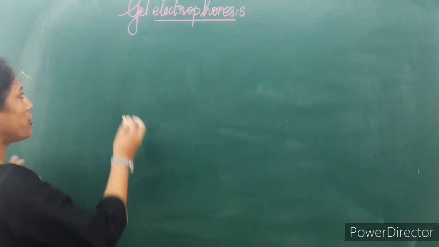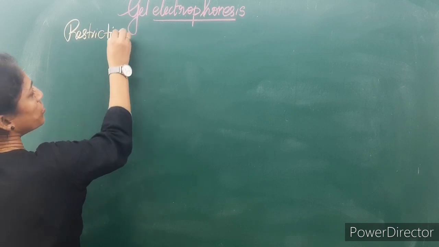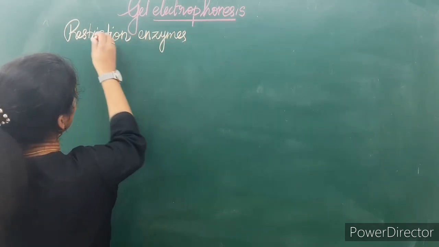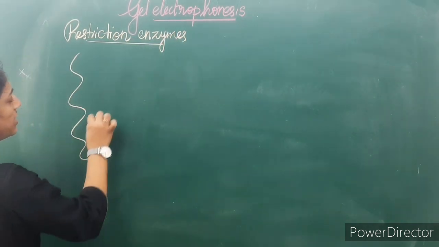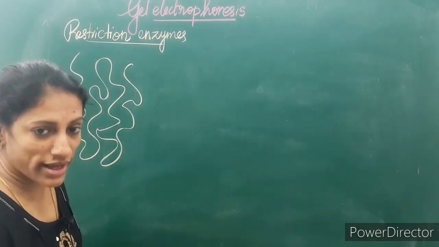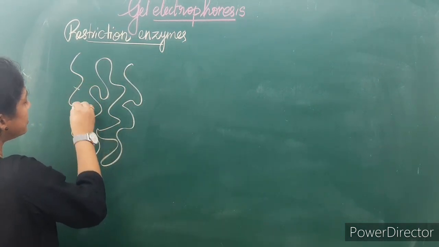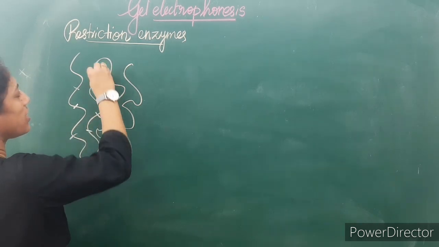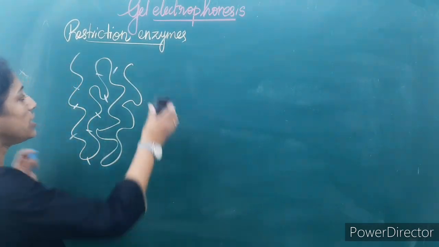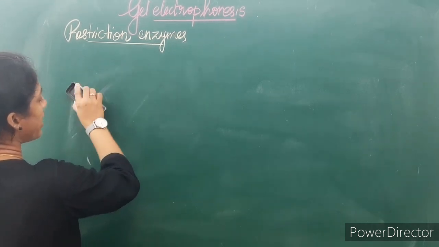What is gel electrophoresis? You have studied the action of restriction endonuclease enzymes. Restriction endonucleases can cut DNA at various defined sites. You have learned that wherever the palindrome or recognition site is present, the restriction enzyme can cut the DNA. When it cuts, it produces many random fragments.